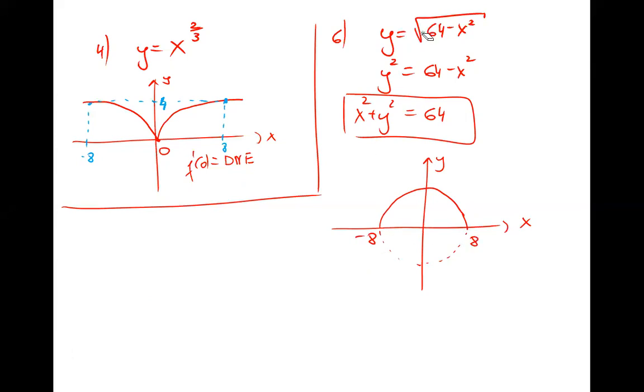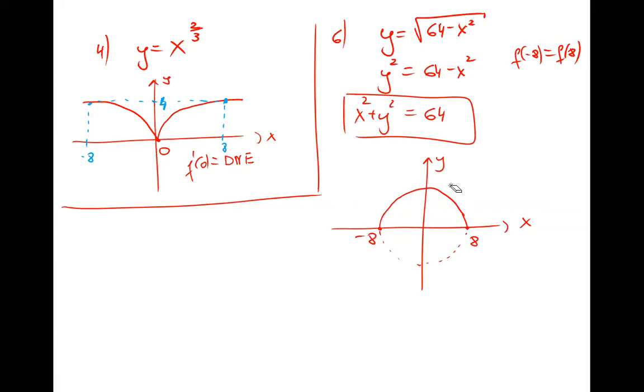That means this positive square root represents the positive semicircle above the x-axis. Okay, that means this is the graph. The values at 8 and negative 8 are the same. They are 0.